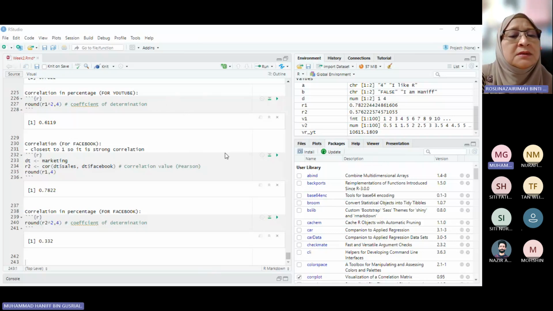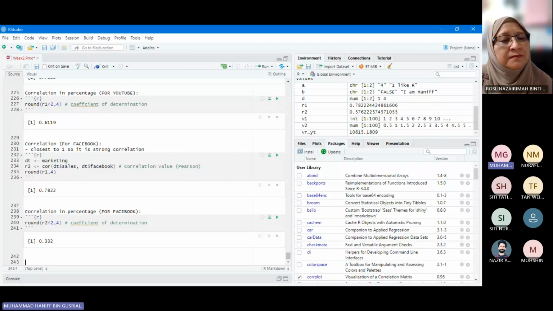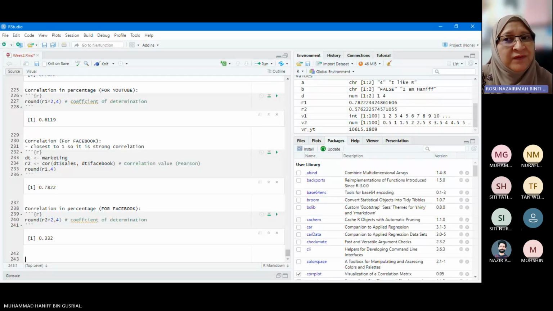The correlation between Facebook and sales shows a strong positive linear relationship, because it is near to 1. For the coefficient of determination, it is not the correlation in percentage. It is a new name, called the coefficient of determination. It is like a weightage. The coefficient of determination is not the correlation. It is a different measure.